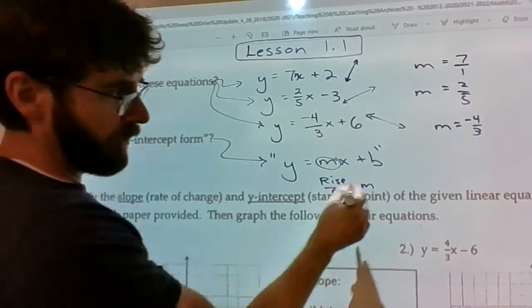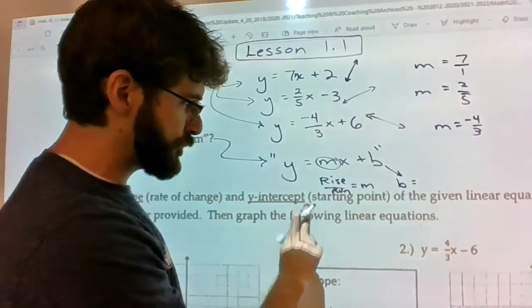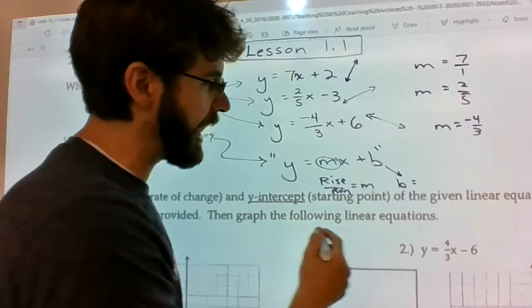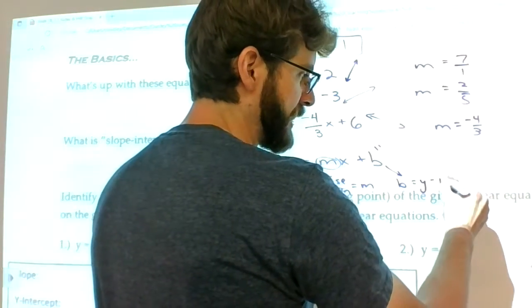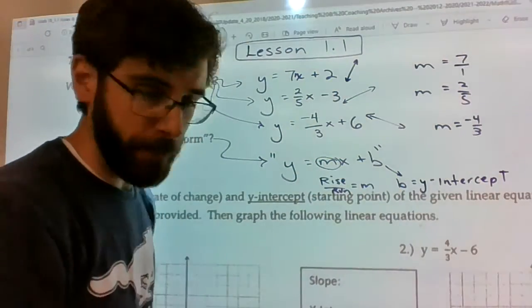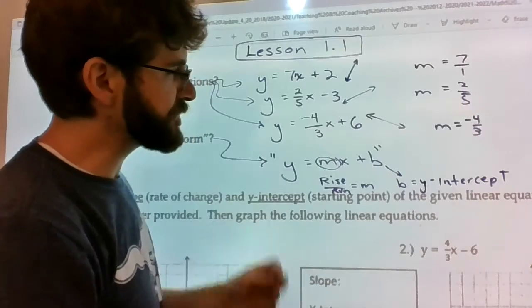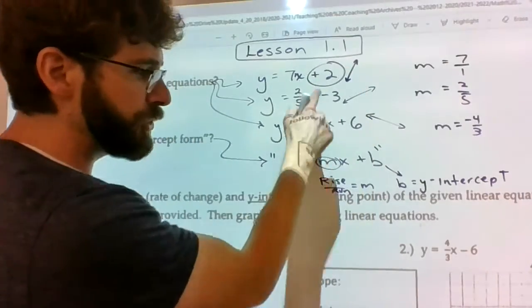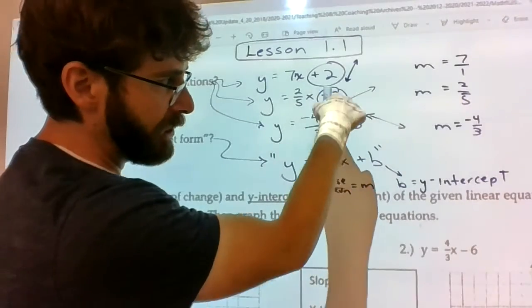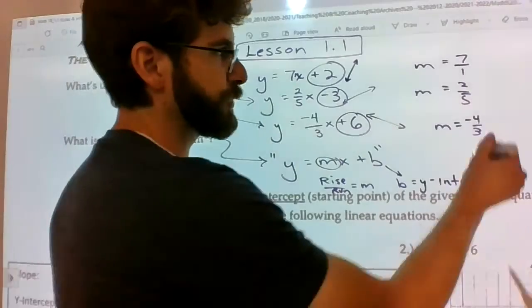The intercept part is the b value. The b value basically means it's your starting point. It's the place that you first plot your first dot. So the y-intercept is the place where it crosses the y-axis. And if you remember, the y-axis is the vertical, up and down one. So that just means start 2 units above the origin. Start 3 units below the origin. Start 6 units above the origin. So that's really what's going on here.